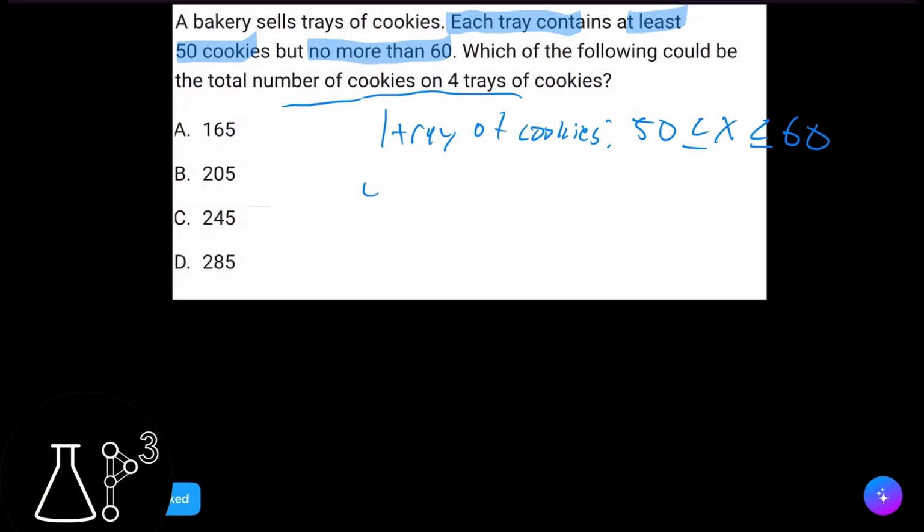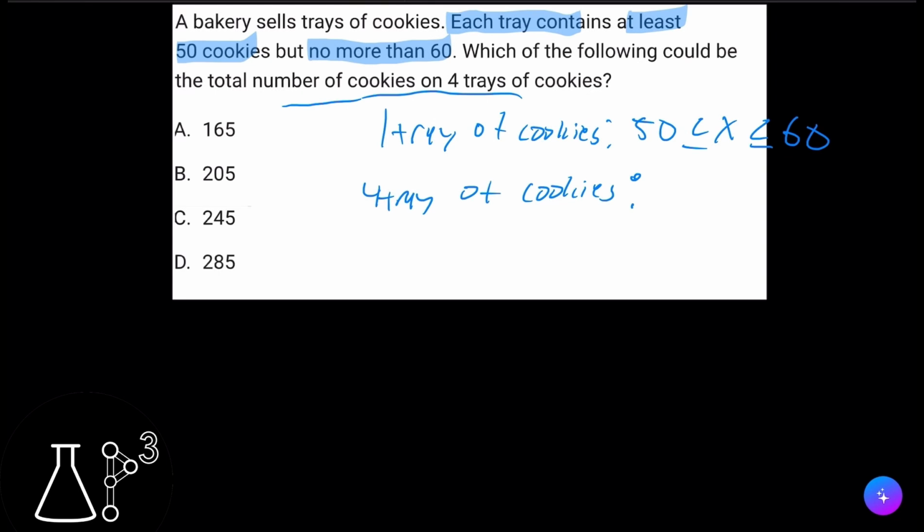So for 4 trays of cookies, notice how it says 1 tray in the beginning. So what I have to do is multiply 50 and 60 by 4 to represent that instead of 1 tray, there's 4 trays that contain 50 as the least number of cookies, but no more than 60 in 1 tray, and then combine all trays together. So there's 4 trays, and each tray has at least 50 but no more than 60 cookies. If I multiply that by 4, all 4 trays combine.